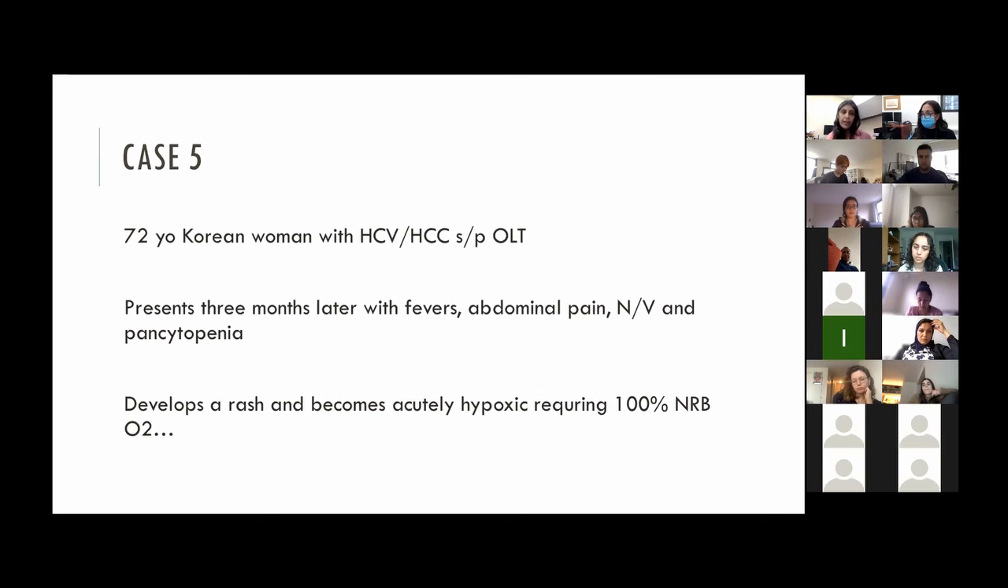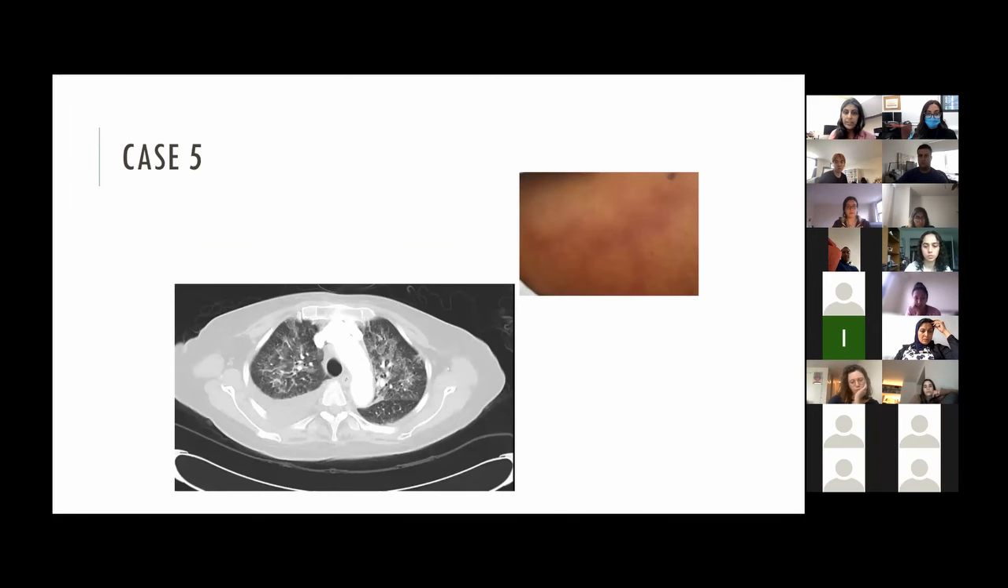Case 5 is a 72-year-old Korean woman with Hep C and HCC. She presents 3 months later with fevers, abdominal pain, nausea, vomiting, and pancytopenia. She develops a rash and she becomes acutely hypoxic, requiring 100% FiO2. This is her chest CT, and it says diffuse infiltrates basically, and then you can't really see, but she has a rash all over here on her skin.